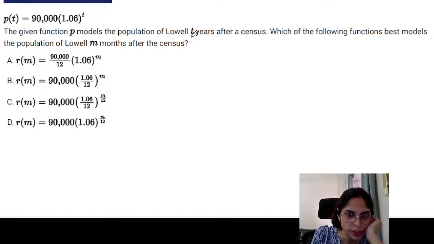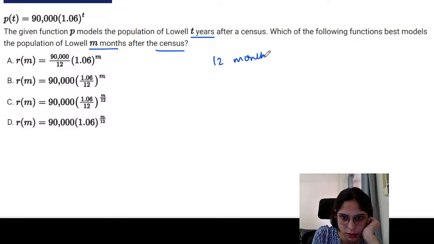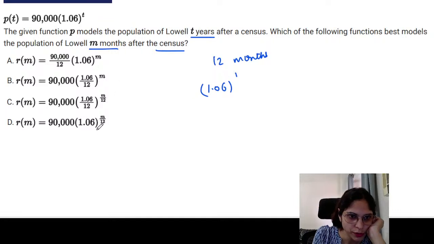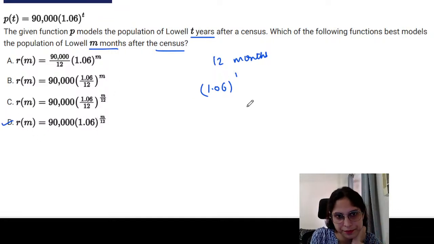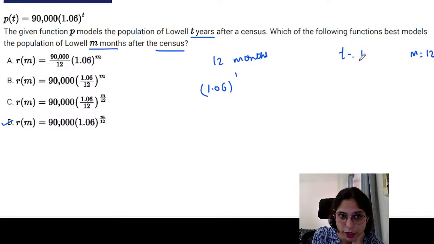P models the population T years after the census. Which of the following functions best models the population of Lowell M months after the census? So after 12 months, you should get 1.06. So it will be M over 12, everything is the same. Option D. Why? Because when T is equal to 1 year, M is going to be 12.